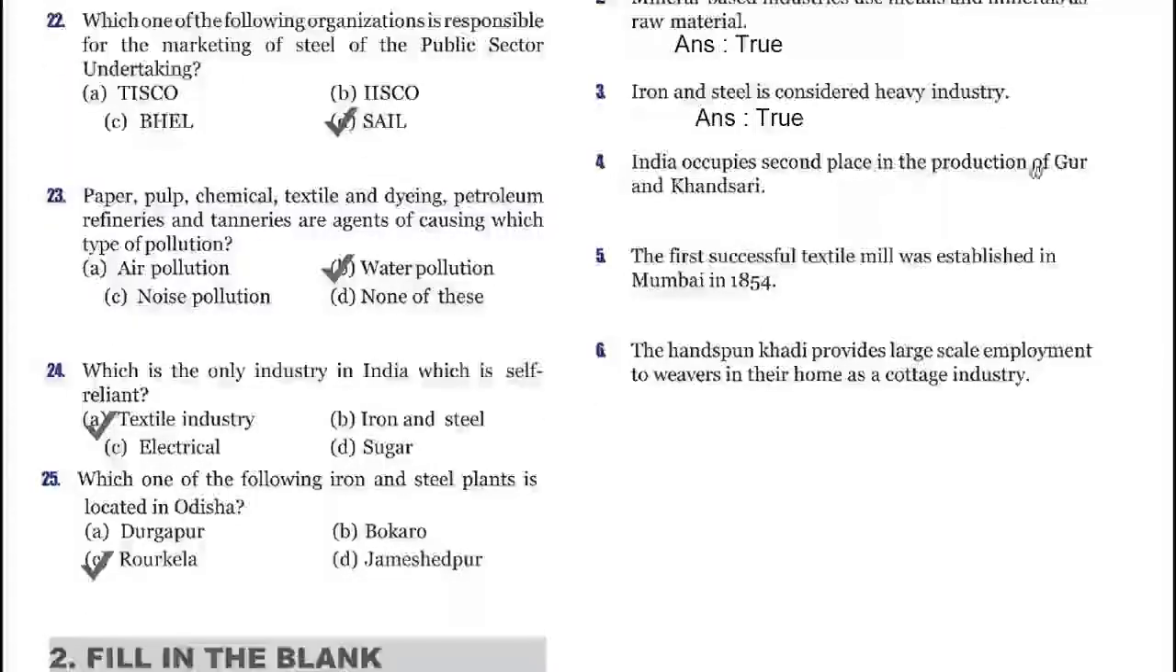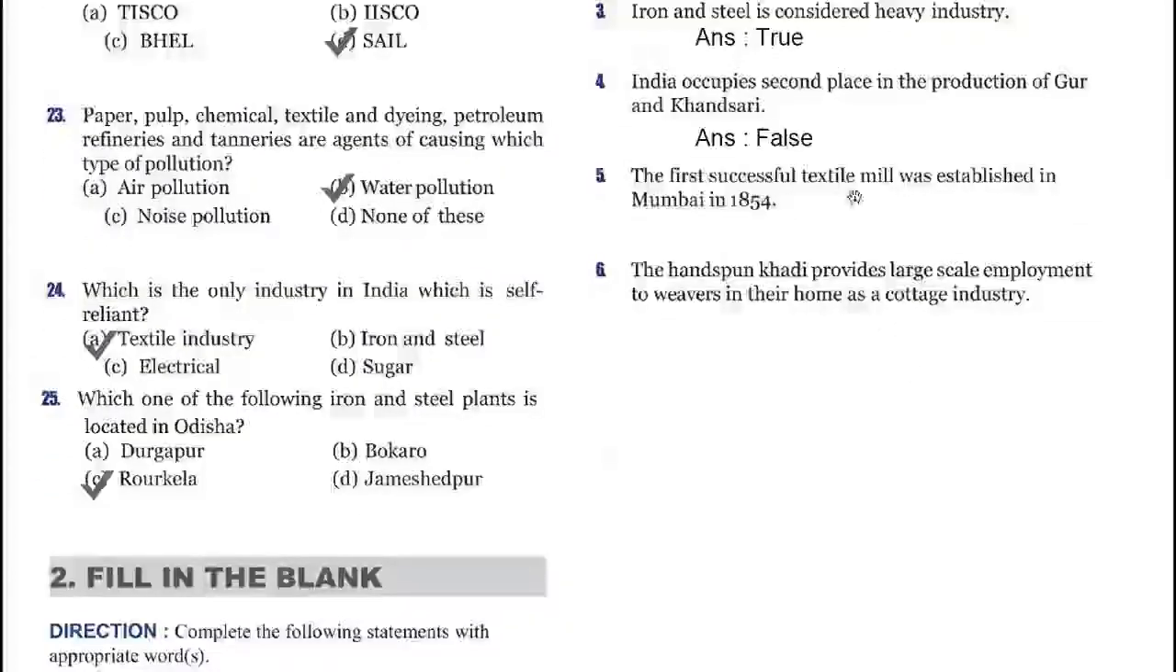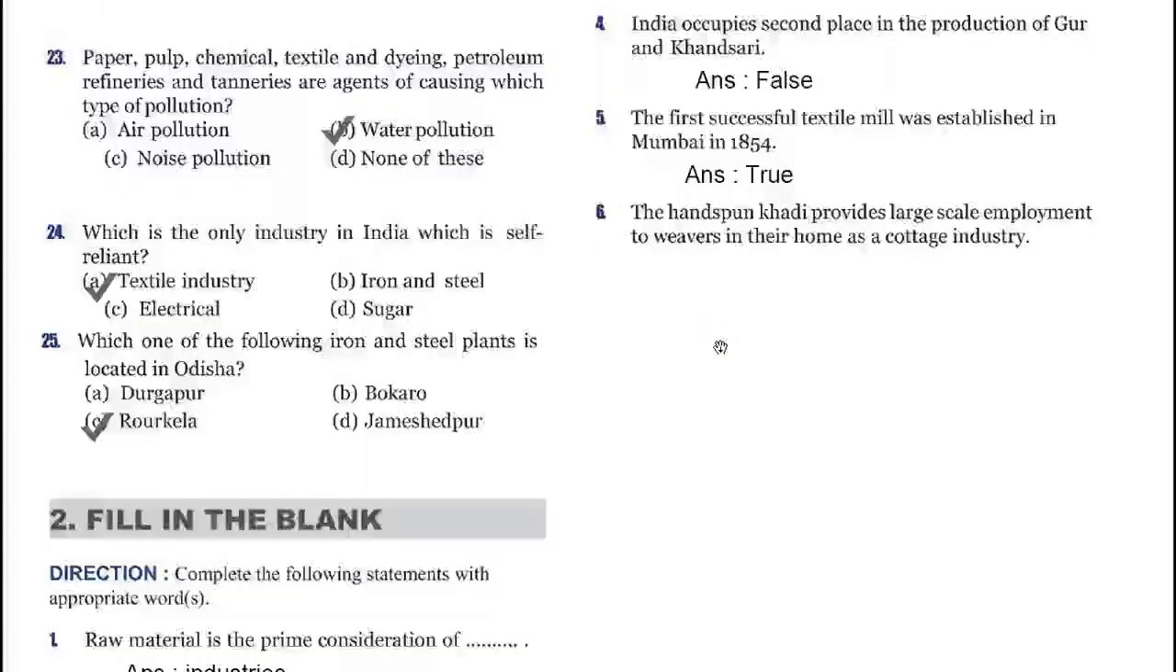India occupies second place in the production of gur and khandsari. I don't know what this is, and its answer is false. The first successful textile mill was established in Mumbai in 1854, and it is true. Now question 6. The hand spun khadi provides large scale employment to weavers in their homes as a cottage industry, and its answer is true.